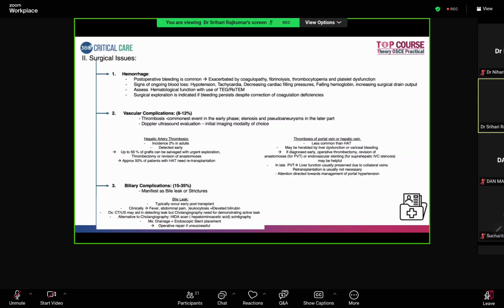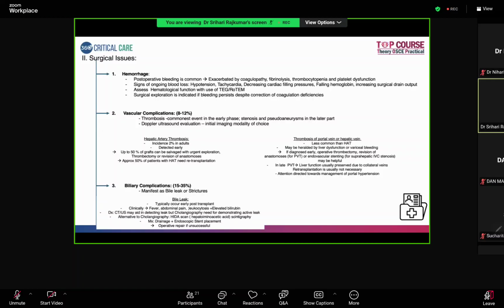For diagnosis, either CT or ultrasound may be able to detect the leak, but cholangiography is needed to demonstrate an active leak. If cholangiography is not available, then you go with a HIDA scan, that is hepatoiminodiacetic acid scintigraphy. For vascular complications, you can go ahead with the Doppler; that itself will identify the problem. For biliary complications, CT and ultrasound may identify the initial problem, but for definitive diagnosis you need a cholangiography or a HIDA scintigraphy.